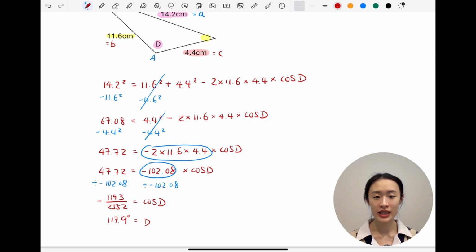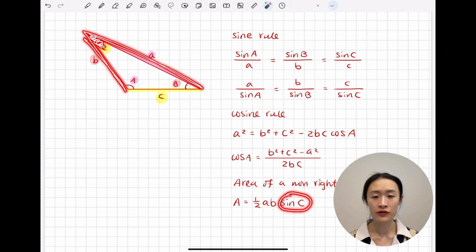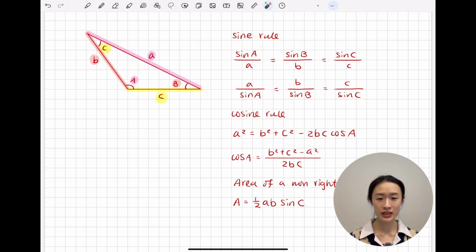Okay, so now we need to work out the area of these triangles. So just to remind ourselves how to use the formula, it says half AB sine C. So then that means I need to pick the angle and I need 2 sides of it. So if we look at the triangle and if we pick out the angle C, as we can see, AB are the sides that make this angle. Okay, so now let's work on this question.